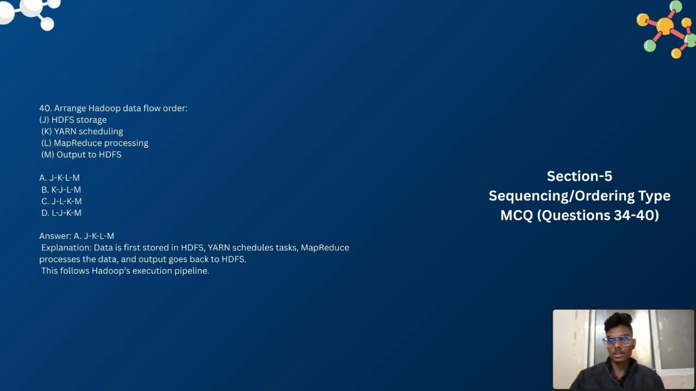Question number 40. Arrange the Hadoop data flow order. The answer is J, K, L, M. Data is first stored in HDFS. YARN schedules tasks, MapReduce processes the data, and output goes back to HDFS. This follows the Hadoop execution pipeline.